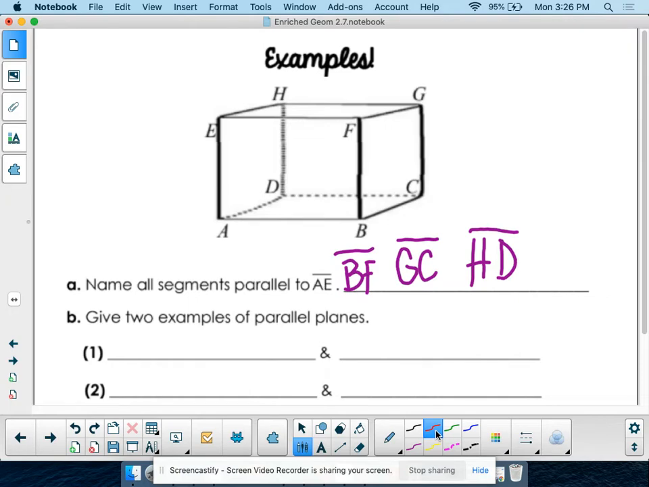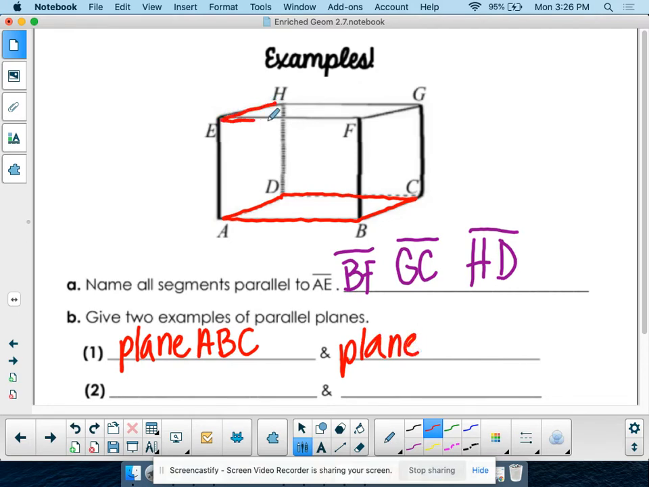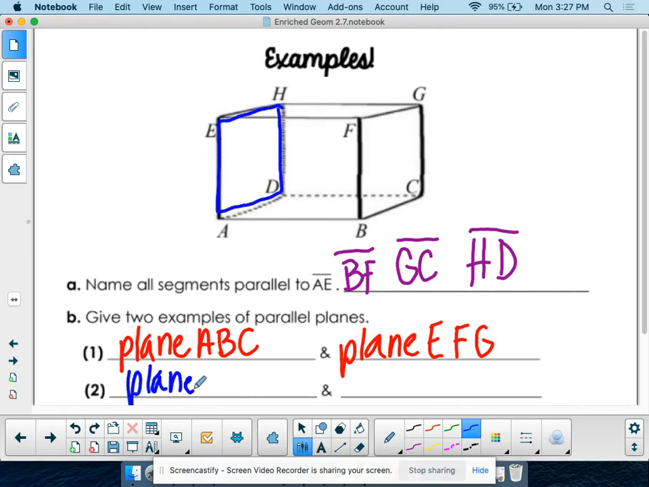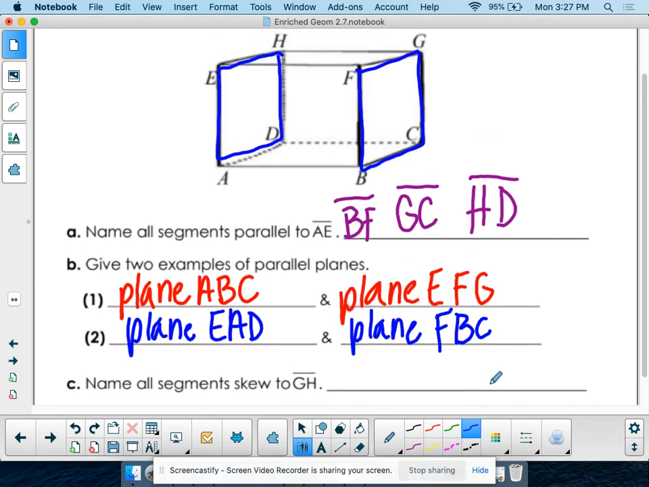Next, give two examples of parallel planes. Let's do the easy ones, the top and bottom. Remember you use the word plane and then three points, so I'll do plane ABC. And then if we did the bottom, we must now do the top, so it's parallel: plane EFG. That's one pair. Now, should we do the left and right sides of the box? That seems simple enough. So we have plane EAD and plane FBC. Righteous. Yep, that's it, folks.